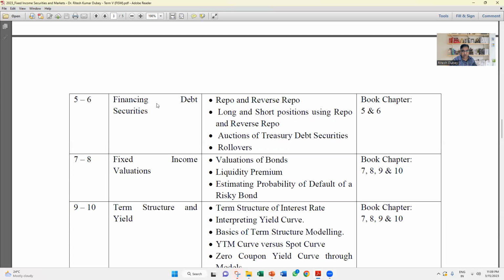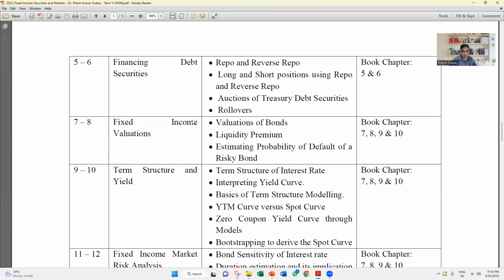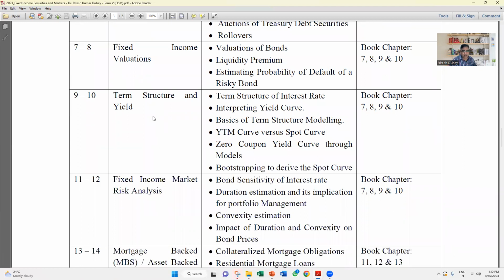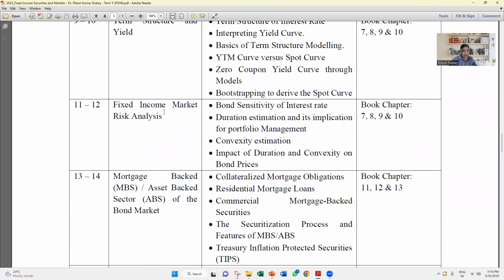So we'll analyze both these aspects, and we'll look at some of the concepts pertaining to the financing of debt securities. We will look at the valuations of bonds, liquidity premiums, and the probability of default of a risky bond. We'll look at the term structure and yield that we have. A couple of terms like yield to maturity and zero coupon bond, you must already be aware of. Again, we will look at all these in much more detail.